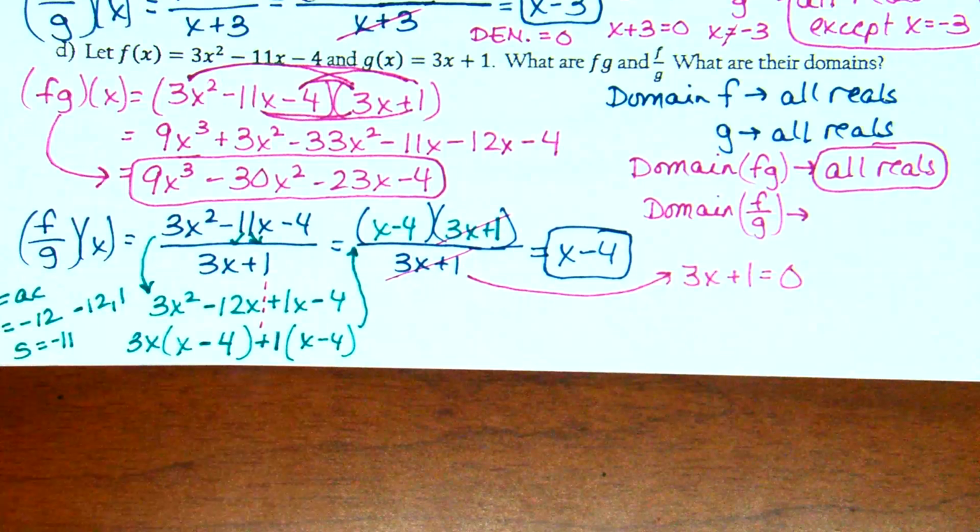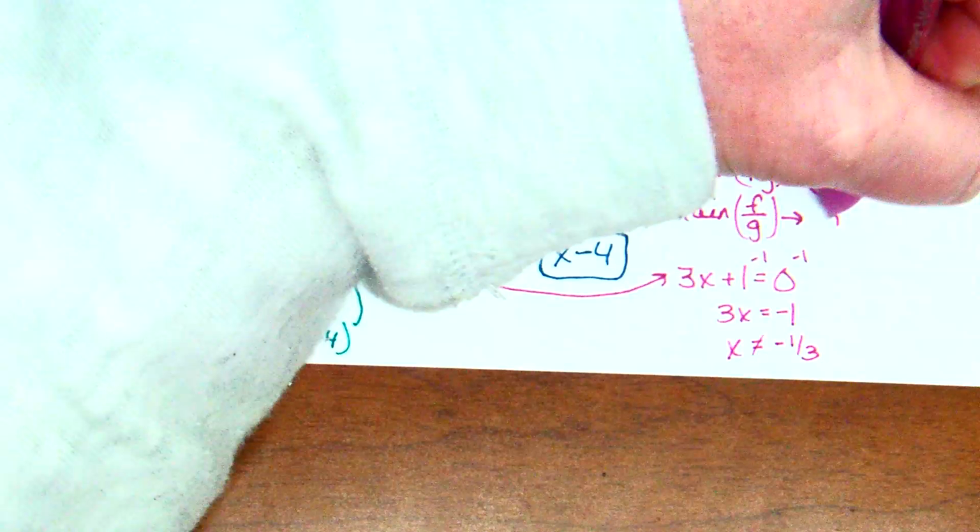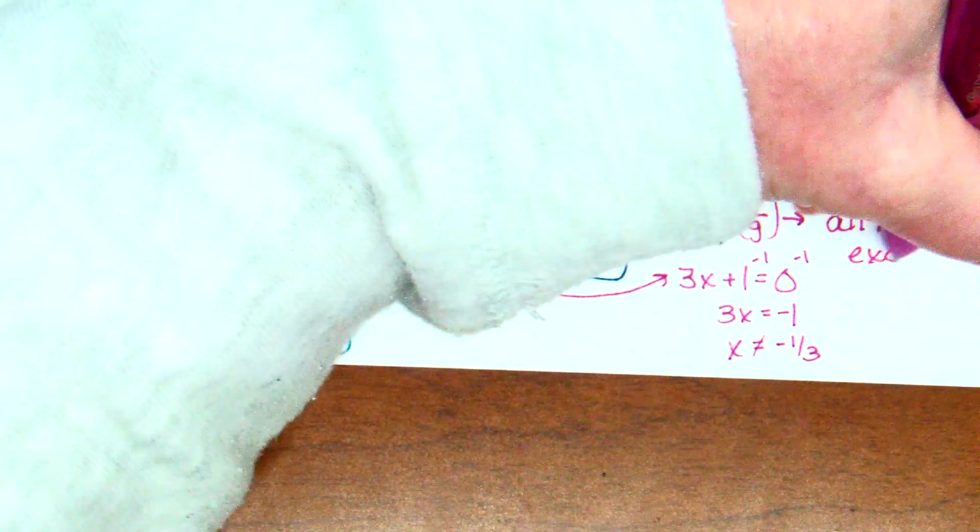So if it's 3x plus 1 equals 0, subtract 1, 3x equals negative 1, divide by 3, and x is negative 1/3. Or in other words, x cannot equal negative 1/3. So I'm going to say all reals except x equals negative 1/3.